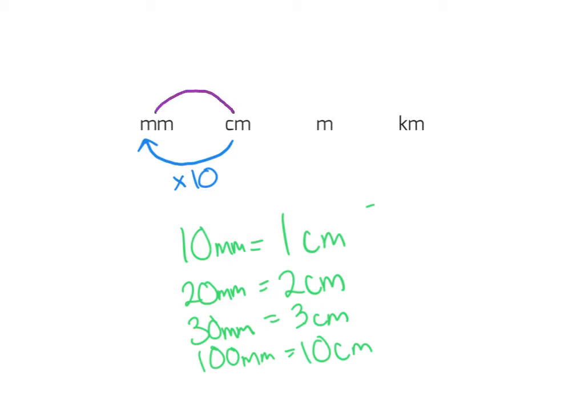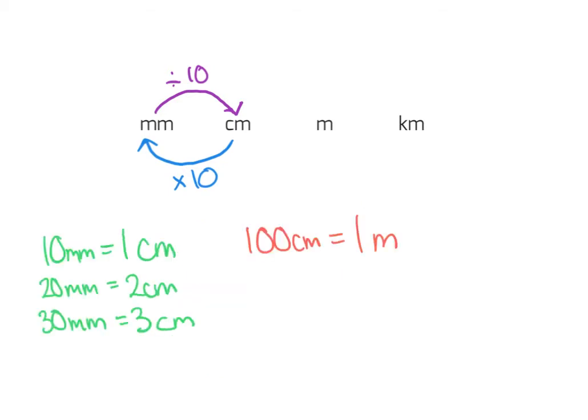From millimeters back to centimeters, how would I go from here back to here? If to go from centimeters to millimeters, I'm timesing by 10, in order to get back, I would be dividing by 10. So if I have, say, 90 millimeters, divide that by 10 would give me 9 centimeters.